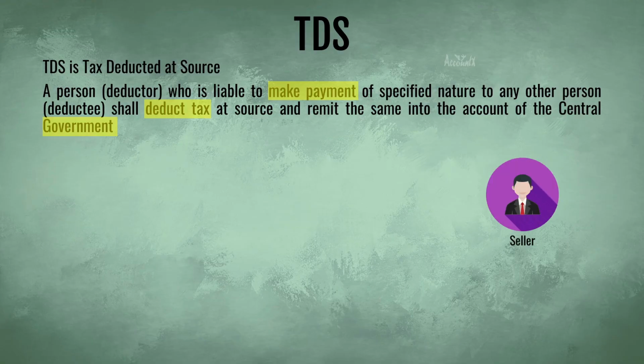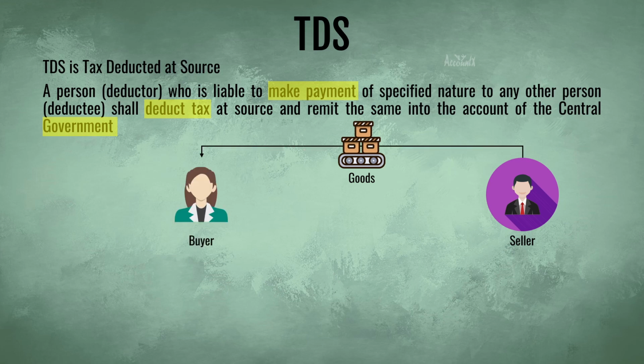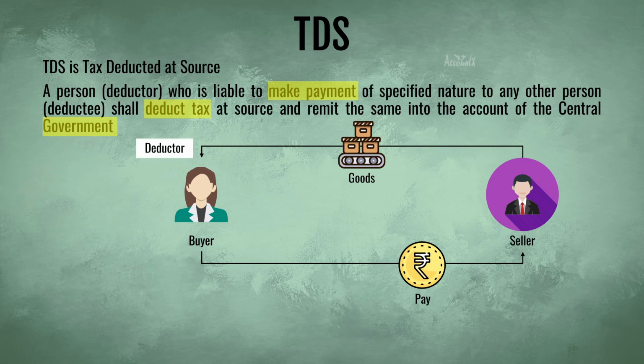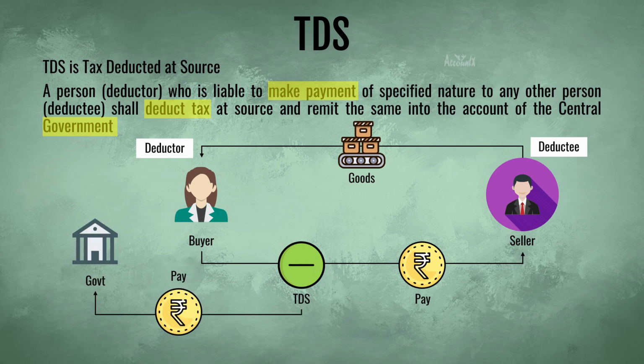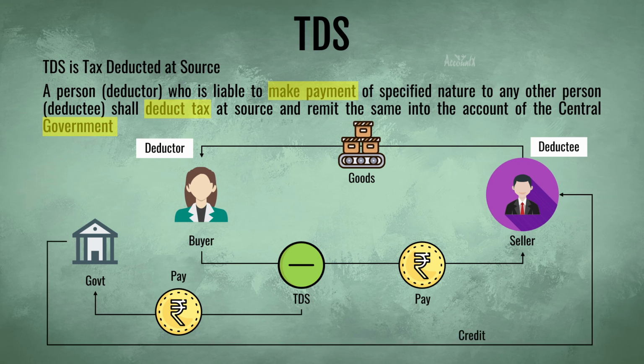Let's say here is a person called the seller who supplies goods to another person called the buyer. Against this purchase, the buyer is required to make payment to the seller. So here, the buyer is the deductor and the seller is the deductee. Out of the money that the buyer is required to pay to the seller, the buyer deducts TDS and pays the balance to the seller. The TDS so deducted has to be paid by the buyer to the government, which in turn would be credited to the seller. This is TDS in simple words.